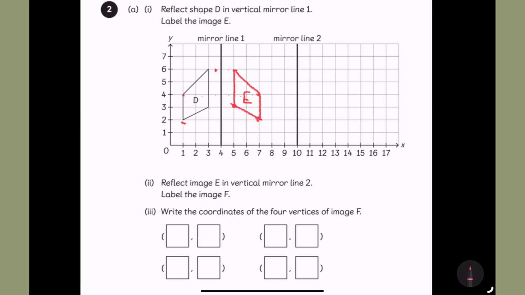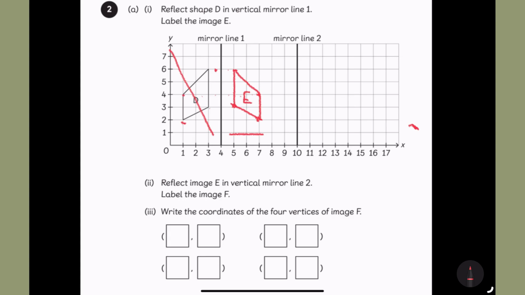Let's go to the second part of the question. What we have to do with this mirror line 2. It says reflect image E in vertical mirror line 2. Label the image as F. Now it is saying you have to take E as an example and draw in the mirror line 2. So this one is something you will just for the time being cut down. Okay, so let's begin with how E's mirror image will be.